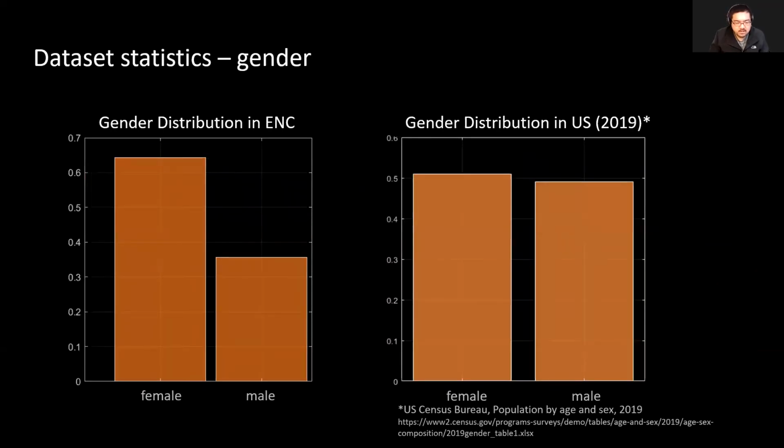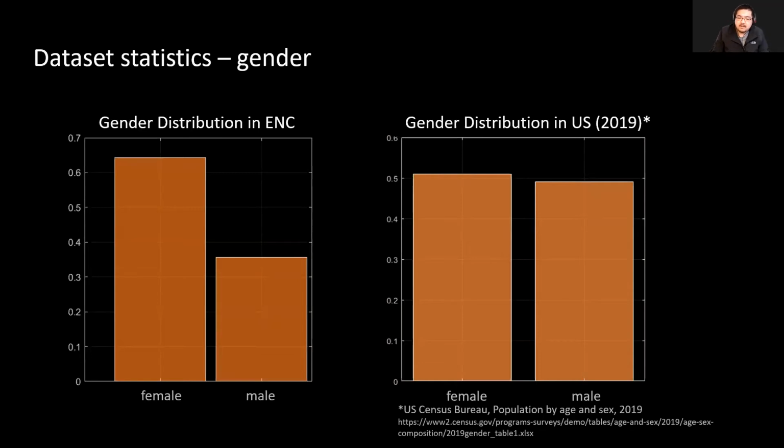Next, the gender distribution. Similar to the figures in the last slide, on the left we have the gender distribution in the EmotioNet Challenge, and then we have the gender distribution of the US population in 2019. As you can see, the female percentage in the EmotioNet Challenge is much higher than the female percentage in the US general population. About 65% of samples contain female individuals in the EmotioNet Challenge, whereas in the general population there are only approximately 50% females. That's also a very interesting but very significant difference.